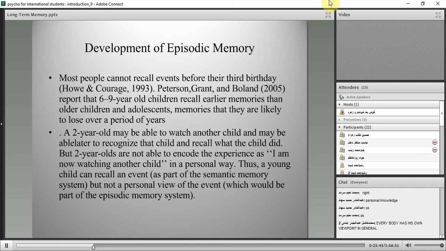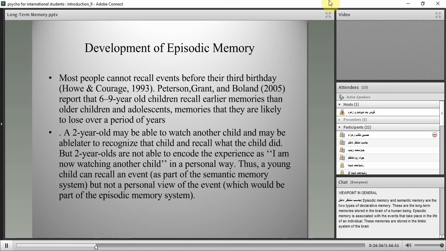To continue with the development of episodic memory, the findings of different studies have revealed that most people cannot recall events before their third birthday party. And Peterson, Grant, and Boland report that 6 to 9 year old children recall earlier memories than older children and adolescents, that is, the adults. So the more you grow up, the less you can remember what happened to you before your third birthday.